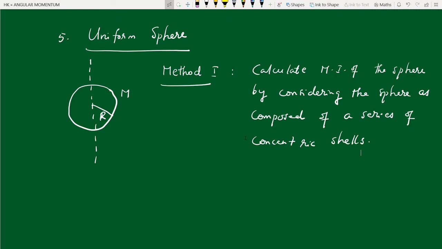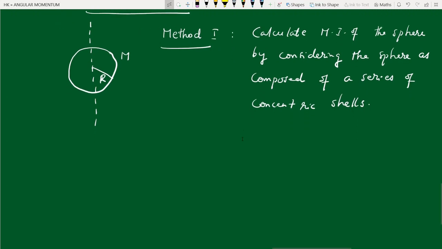Use the result of the spherical shell that we have obtained earlier in the previous step, and then you do the calculation for the sphere. You integrate over these spherical shells to get the result for the sphere. That is method 1.